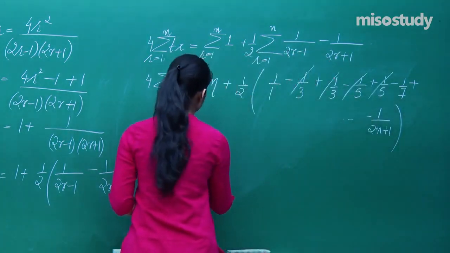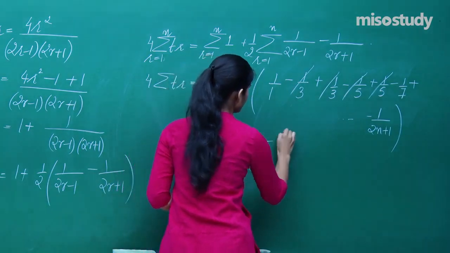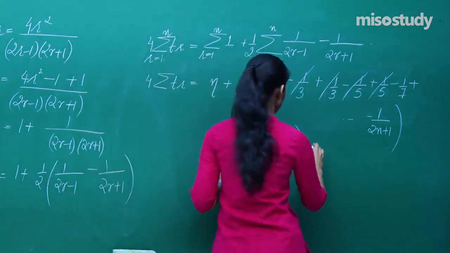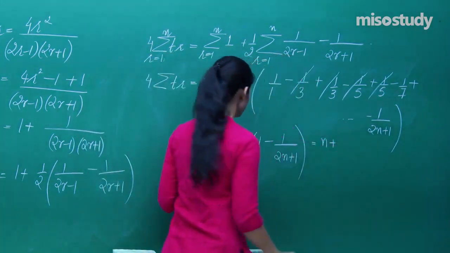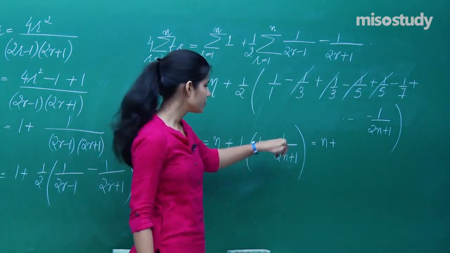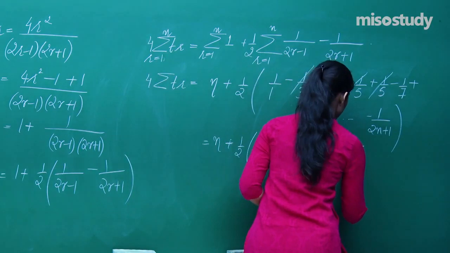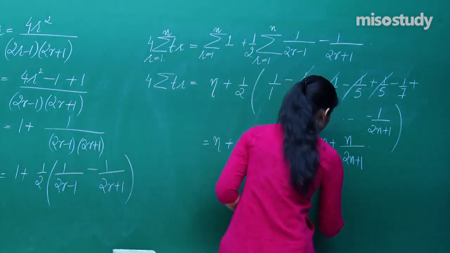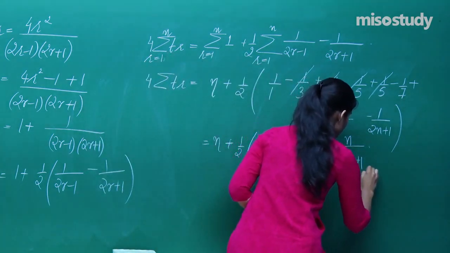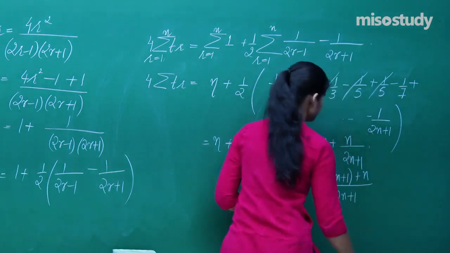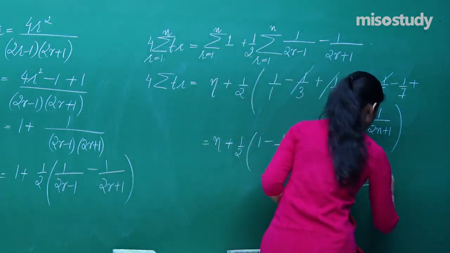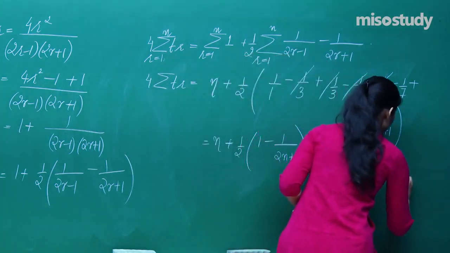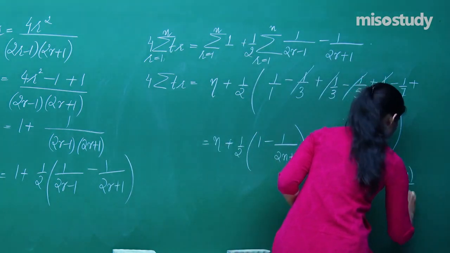You will just be left with 1 minus 1 upon 2n plus 1. Clear? So from here, what do you have is n plus, this is 2n plus 1 minus 1, it is 2n upon 2n plus 1 or n upon 2n plus 1, because 2 gets cancelled. So you have n into 2n plus 1 plus n whole upon 2n plus 1. So n comes out common. You are left with 2n plus 1 plus 1, that is 2n plus 2. So 2 comes out common, you have n plus 1 upon 2n plus 1.